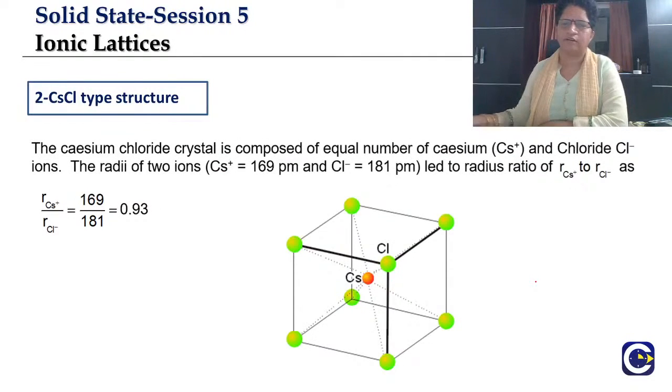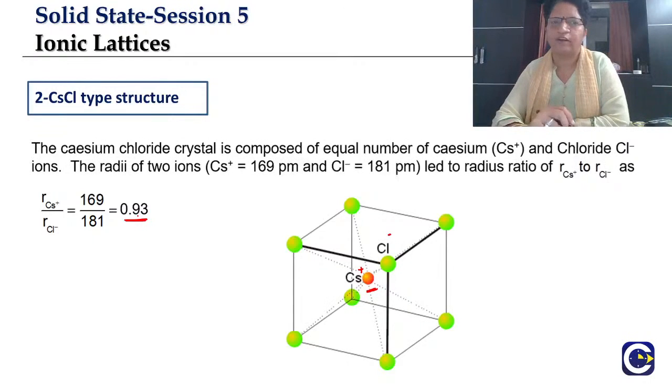Fine, cesium chloride. Simpler, we can see, a unit cell is directly taken. This is one ion. What ion is that? Cesium. The green ones are the chloride ions. You get the radius ratio as 0.93. If it is 0.93, what will the coordination number be? Yes, what should be the coordination number?